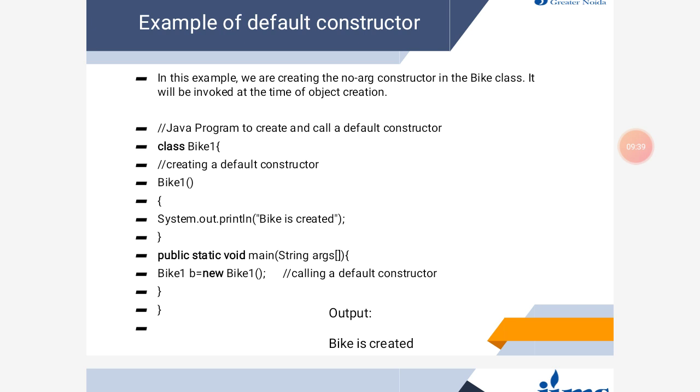This is calling a constructor, and one object b will be created in this statement, and while creating this object it will call the Bike1 constructor. And what is written in the Bike1 constructor? Bike is created. So the output of this program will be "Bike is created". So in this program we have used one default constructor.